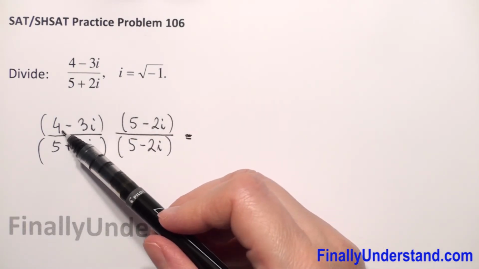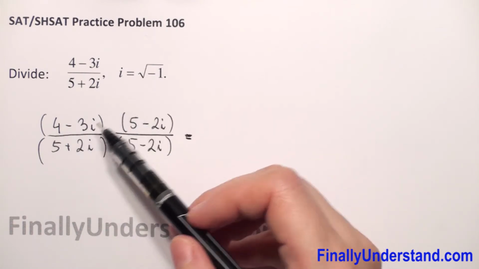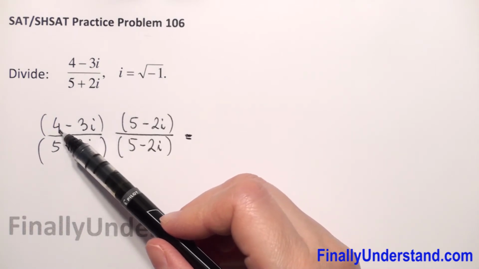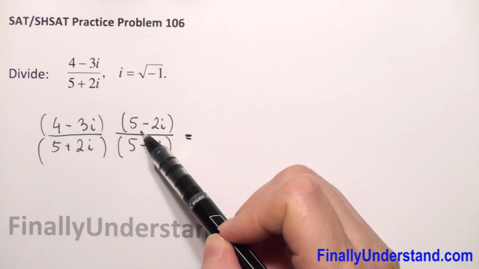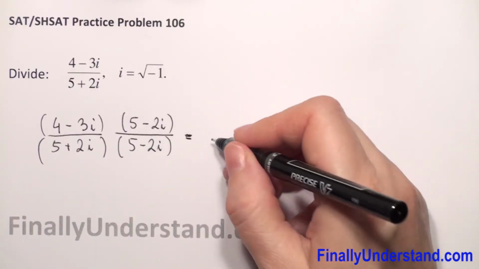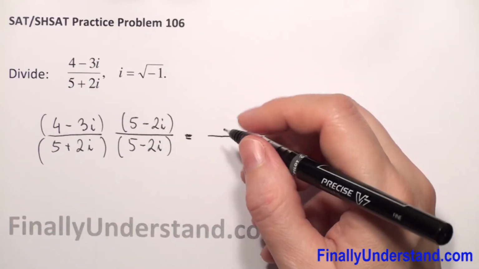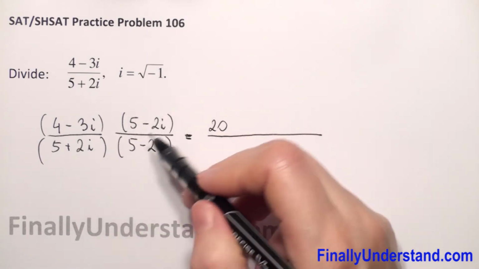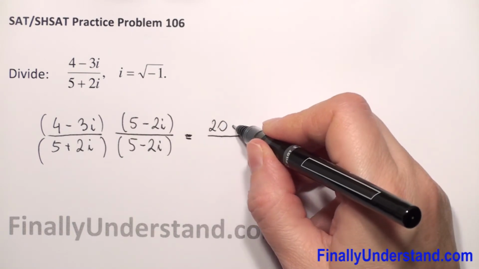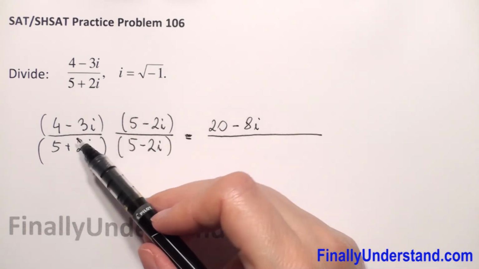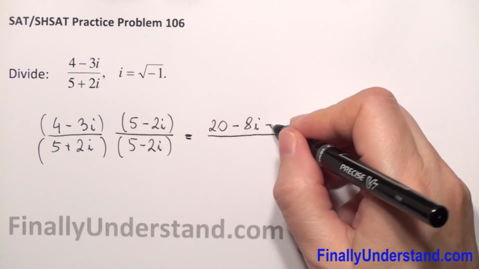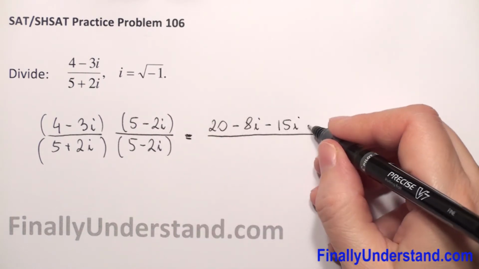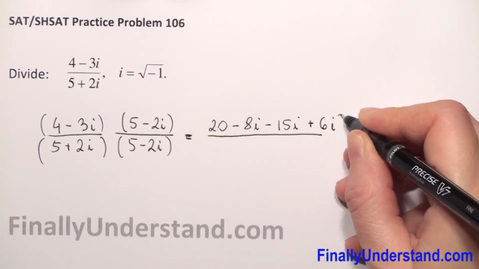Because in the numerator we have different expressions in parentheses, it means we have to multiply every term in the first parenthesis by every term in the second parenthesis. So let's do this. We have 4 times 5 is 20. 4 times negative 2i, so this is negative 8i. Negative 3i times 5, so this is negative 15i. Negative 3i times negative 2i, so it will be positive 6i squared.